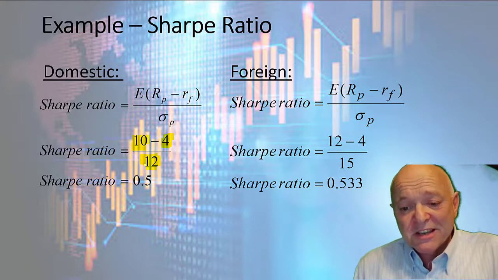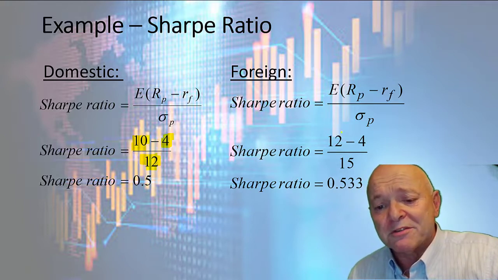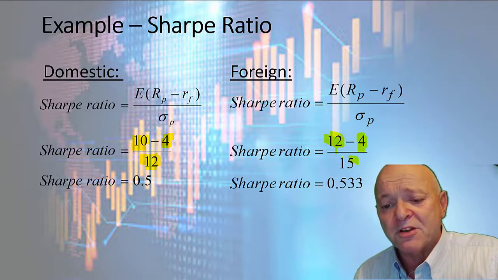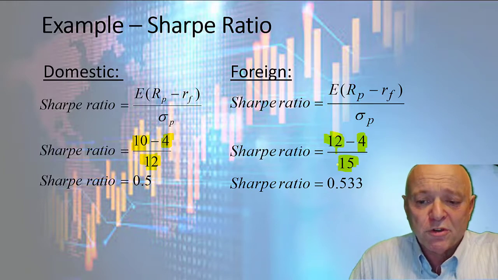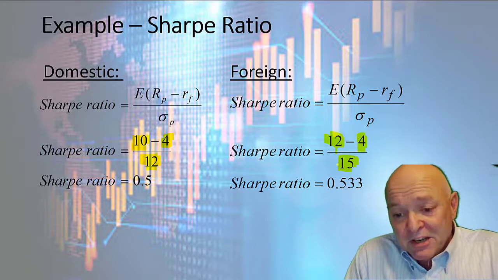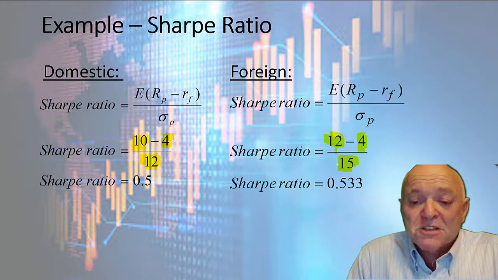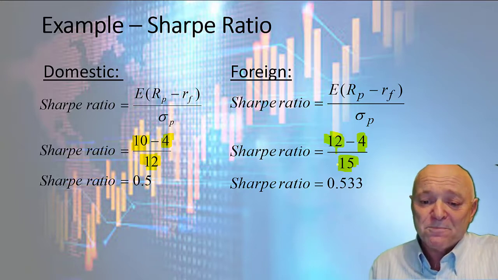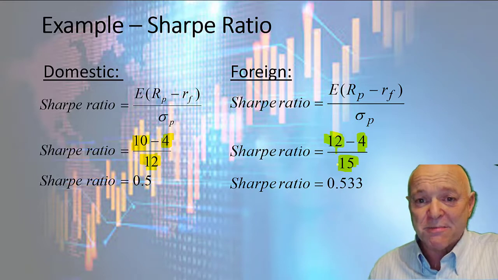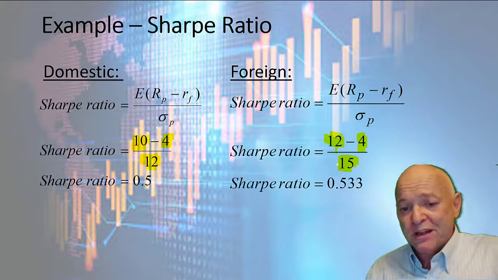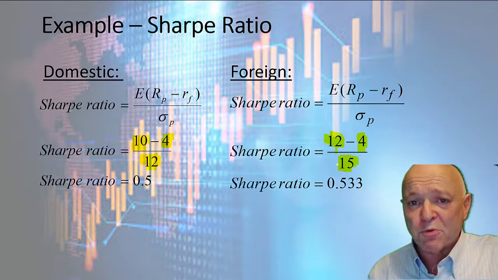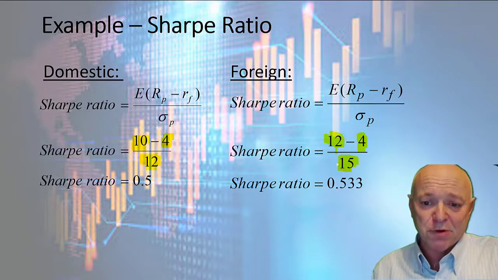For our foreign assets, we said there was a 12% rate of return on our portfolio, still a 4% risk-free rate, but the standard deviation for the international portfolio is higher at 15%. And so that means the Sharpe ratio is 0.533. Already it looks like the foreign portfolio is a better deal. If we had to choose between one or the other, at this point we'd say, let's go with the foreign portfolio. It gives us the best Sharpe ratio.